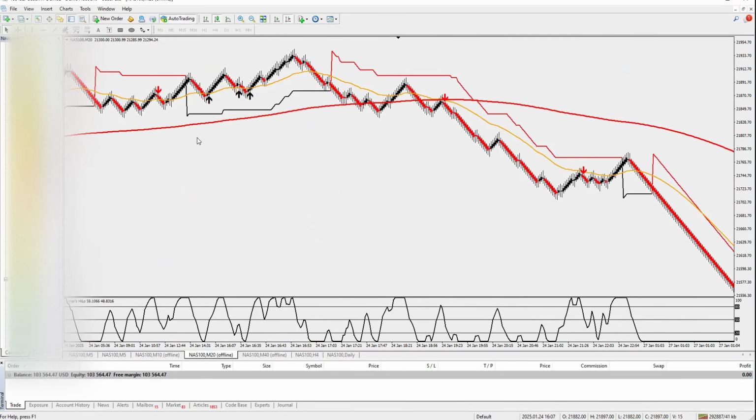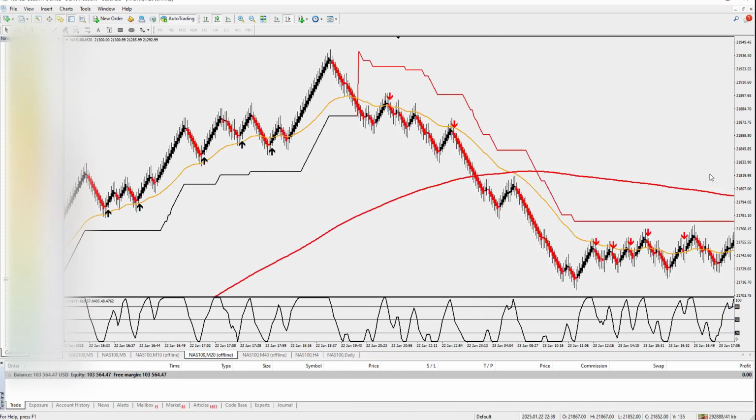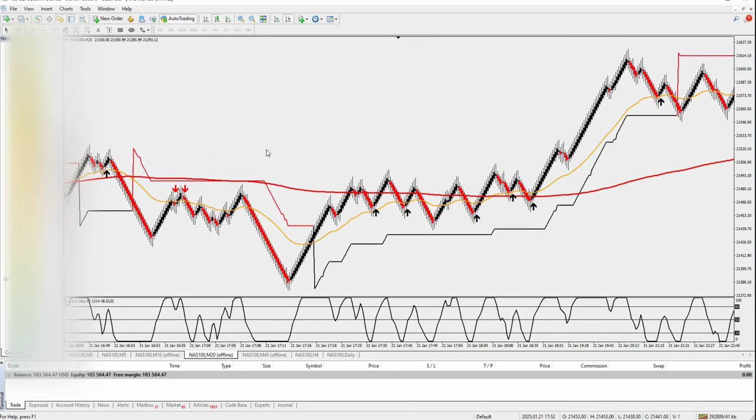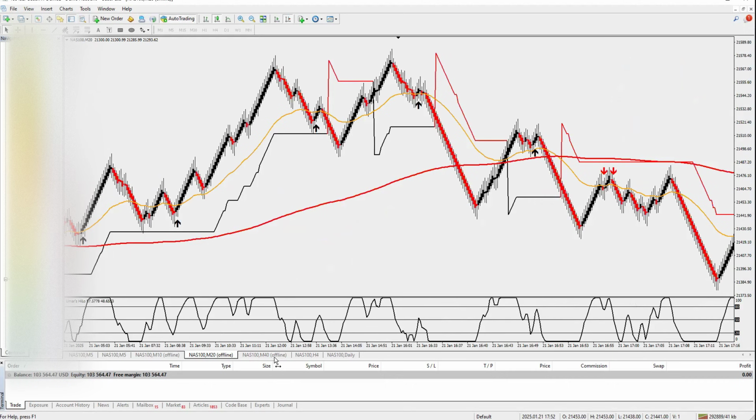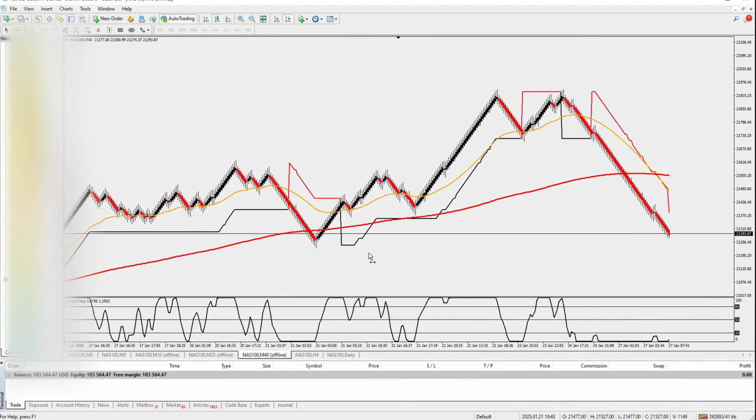Now, if you had used this with the 40-minute chart in mind, let's go all the way back to the 20th, and then I'll show you on the 40-minute chart. The 40-minute chart has the same indicators, but you're not entering off of the 40-minute chart. But one thing on the 40-minute chart that's very, very important is this red line.